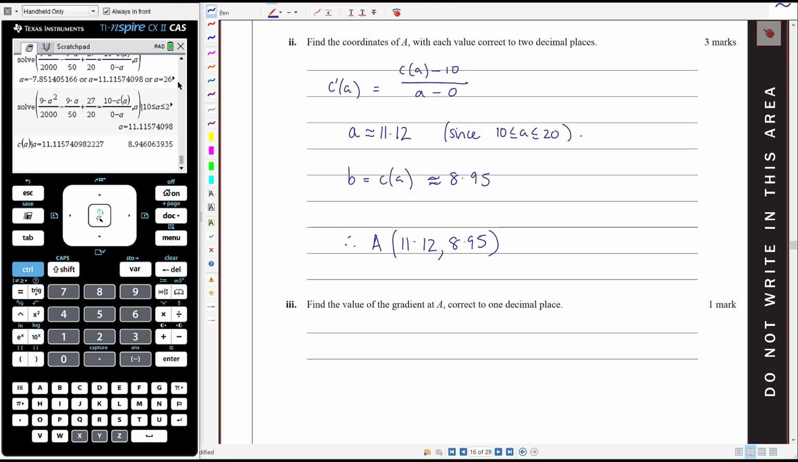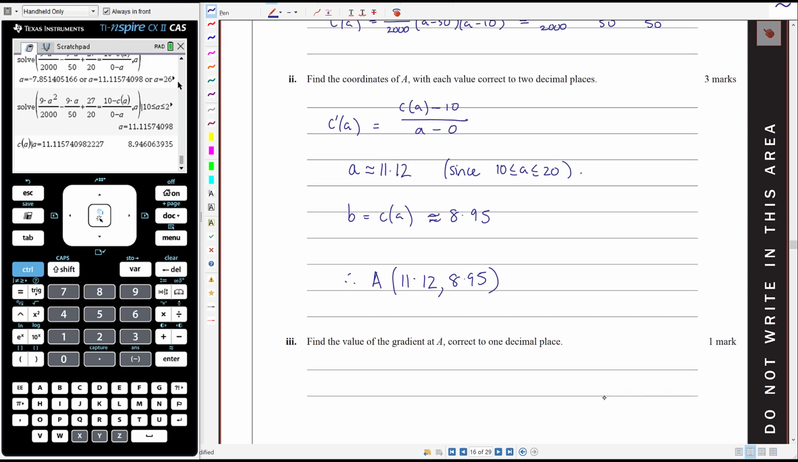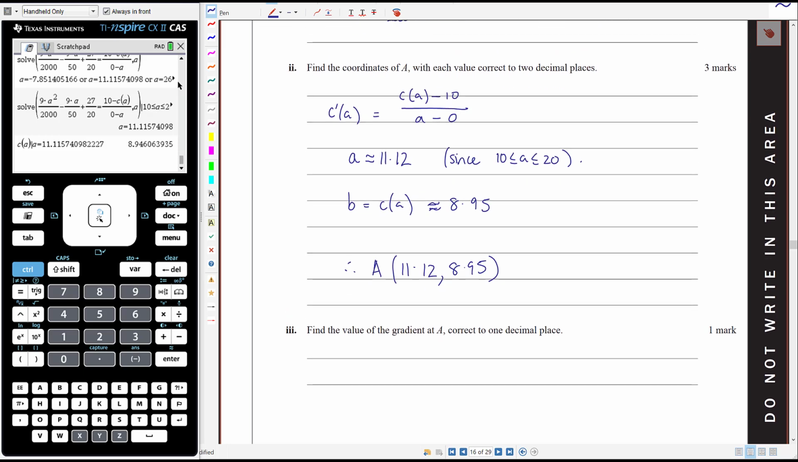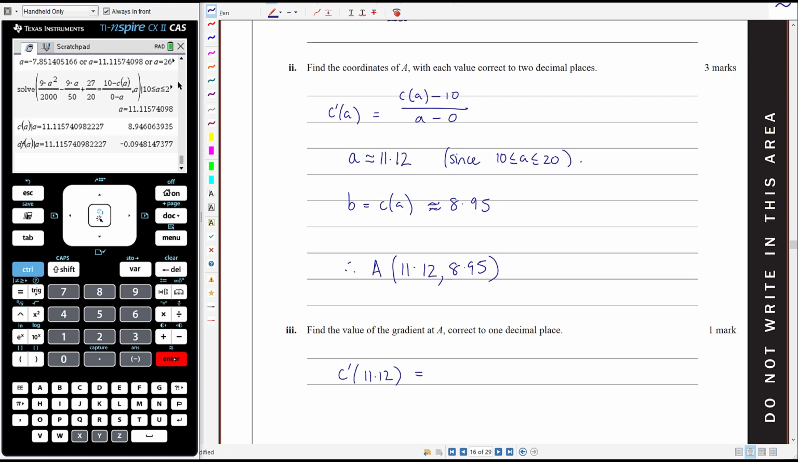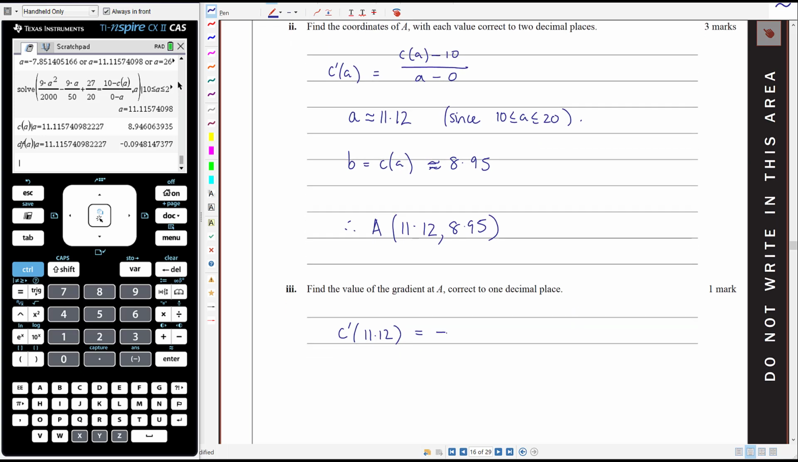Okay, part 3, find the value of the gradient at A, correct to 1 decimal place. So this is just going to be about working out C dash at A. So C dash at 11.12, which is the same as F dash. So it's the same as my derivative of F at A, given that A is this value. And so correct to 1 decimal place, that's going to be negative 0.1. Okay, just 1 mark for that answer.